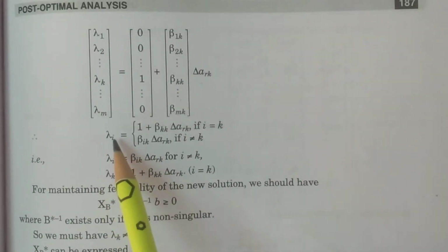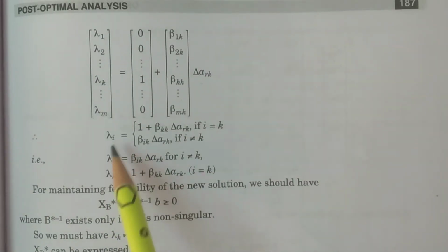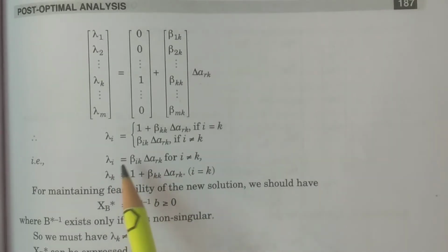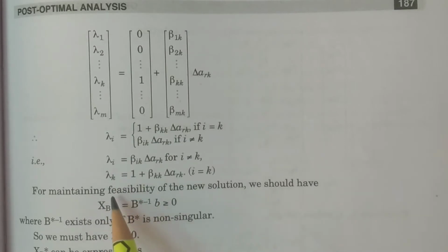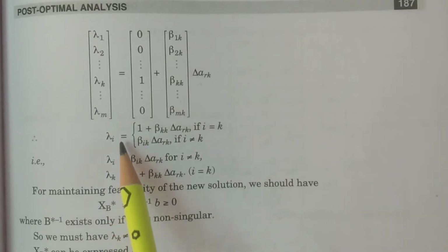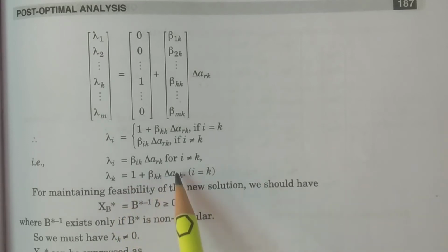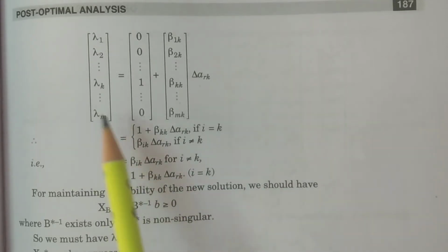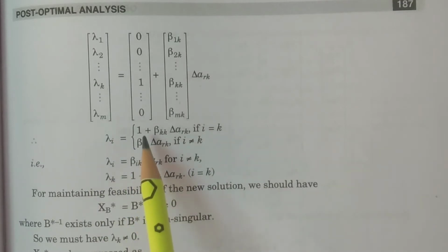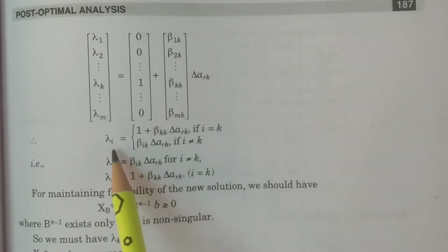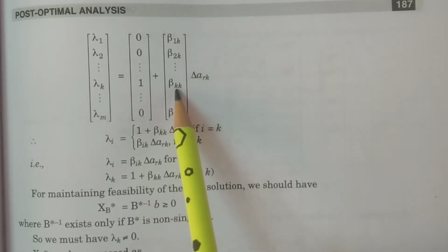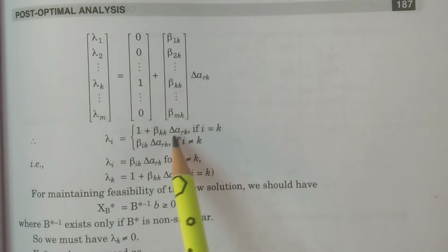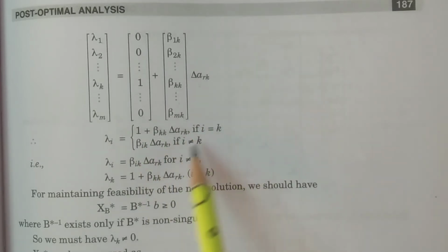Now if you multiply with this lambda I, for example, I am separating two particular values: lambda I, where I is not equal to k, when all the remaining values are going to be considered here, and except if I is equal to k, then a separate value. So you multiply and you get 1 plus beta. For I is equal to k, only one value, 1 into beta kk, 1 plus beta kk into delta ark. That is the I is equal to k value.